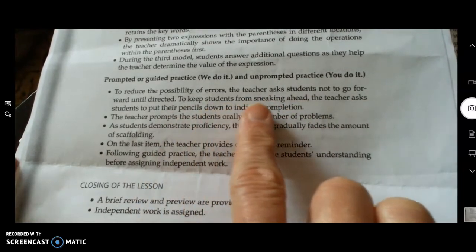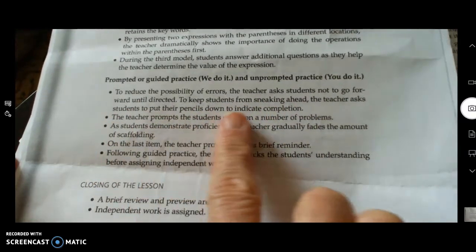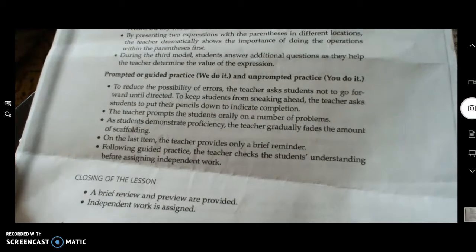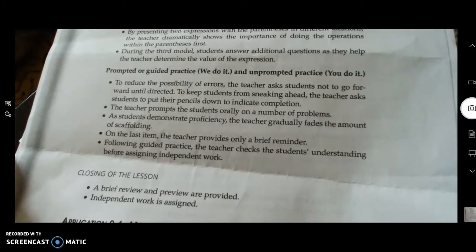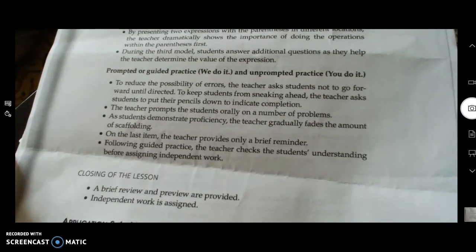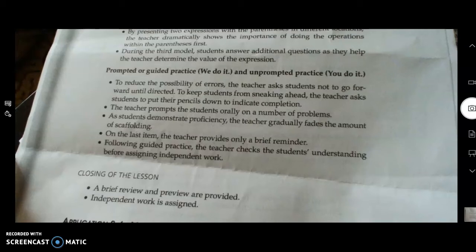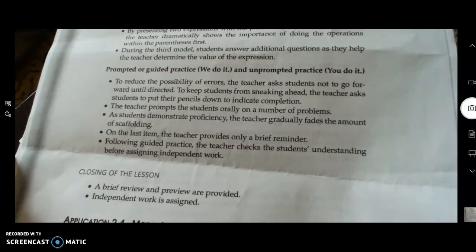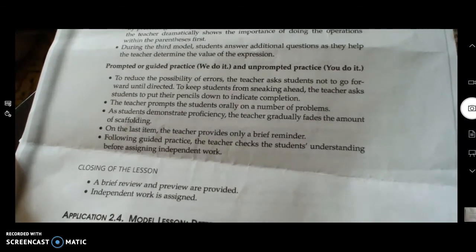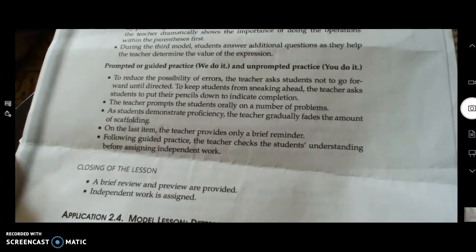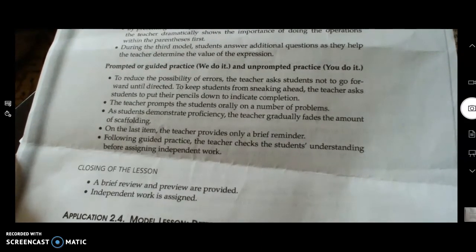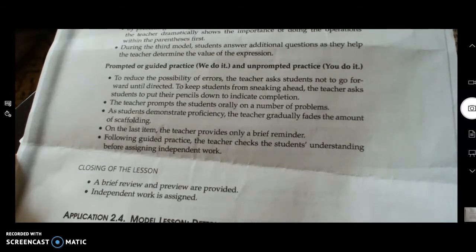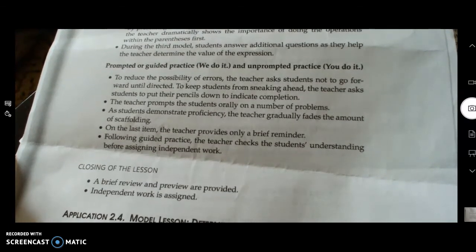To keep students from sneaking ahead, the teacher asks students to put their pencils down to indicate completion. And you can certainly do that. Hey, do the first problem, do problems 1 and 2, and put your pencil down. I need to check before you move on. Especially for these students who struggle, right? They're identified as having disabilities for a reason. So especially with this population of students, you need to check them before you just set them free and, oh, be free. No, that's not how it happens.